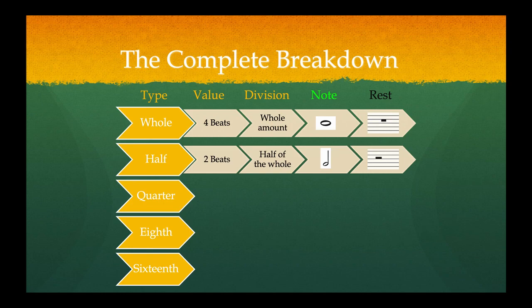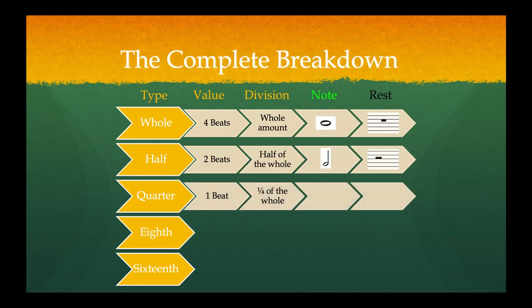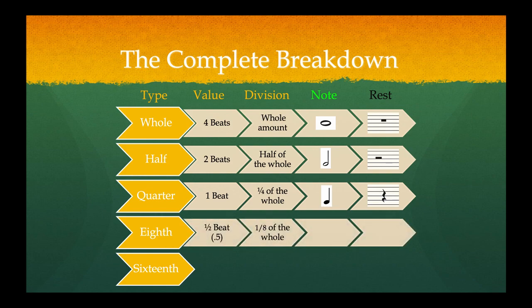We take our whole and we divide it into quarters. Quarters get 1 beat each because it's 1/4 of the whole. So a quarter note gets 1 beat of sound, and a quarter rest gets 1 beat of silence. Then we divide the whole into 8 parts. An eighth is worth 1/2 of a beat, 0.5 of a beat, because it's 1/8 of the whole. So an eighth note gets 1/2 a beat of sound, and an eighth rest gets 1/2 a beat of silence.